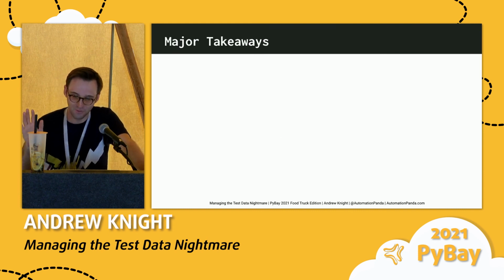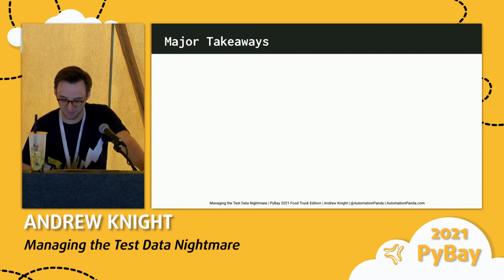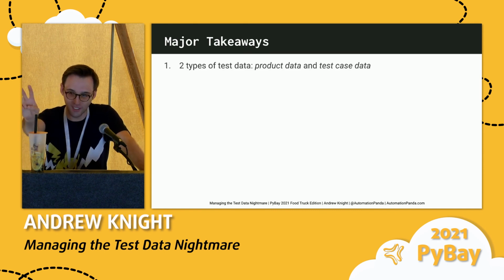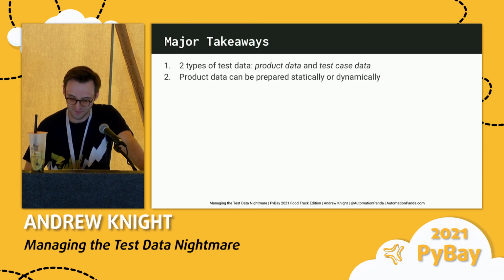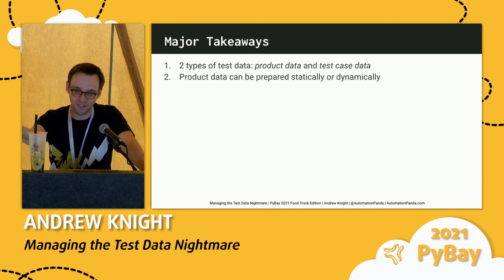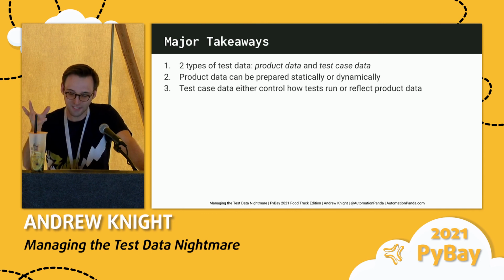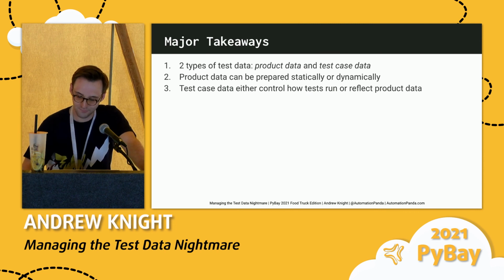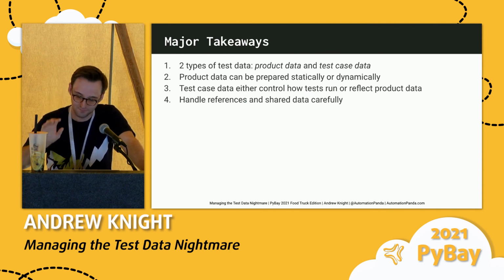Boom! We did it. We covered a ton of material. So let's recap real quick what we've learned about test data in this half hour. Two kinds of test data: product data and test case data. Product data can be prepared statically or dynamically. Test case data either control how tests run or reflect product data. You gotta handle references and shared data carefully.